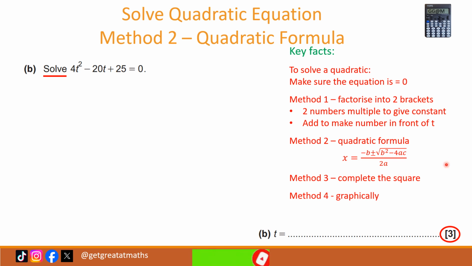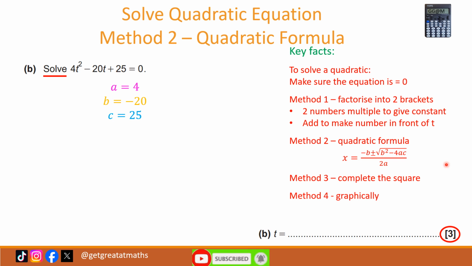Okay, well done guys. Hopefully you've shown that we have got the answer of 5 over 2, so the same answer as we got using method 1. We're going to use an alternative method, which is using the quadratic formula. So as I said earlier, the number in front of t squared is 4, which is a. The number in front of t is the b value, in this case negative 20, and the value on its own is c, which is 25.